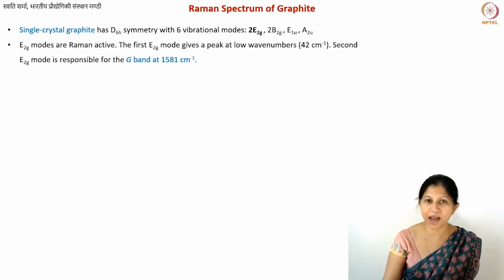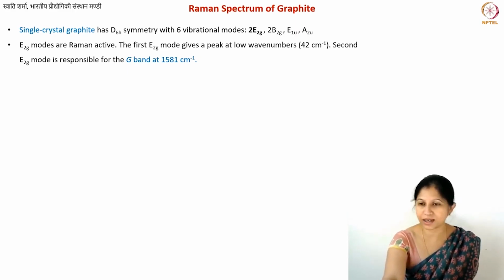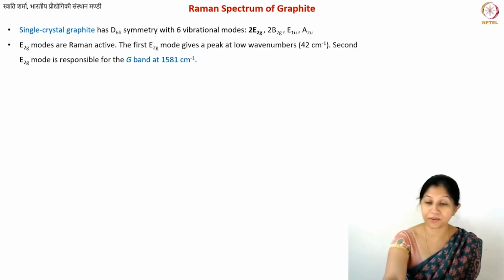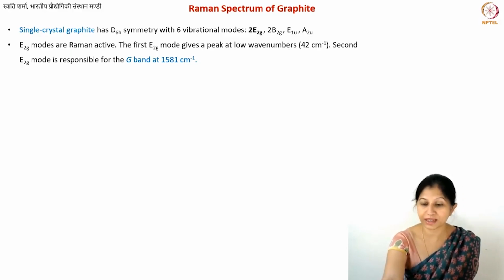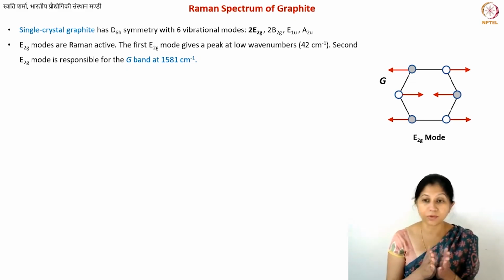Okay, so this is the G band, which you will pretty much always see as long as your material is even slightly graphitic. In fact, sometimes even if it is very highly disordered and very little graphitic content is present, still you will see this is a very dominant peak. So how do you get this peak? We were talking about the vibrations of the molecule.